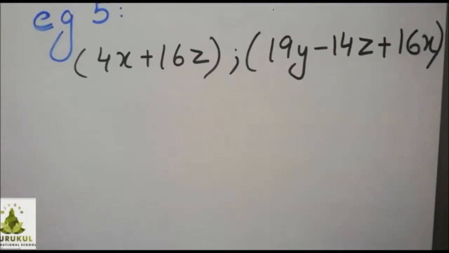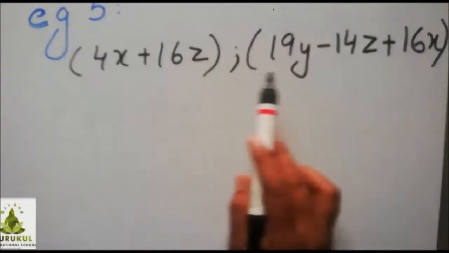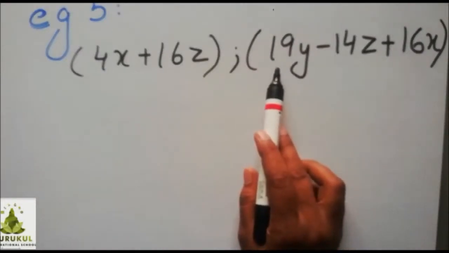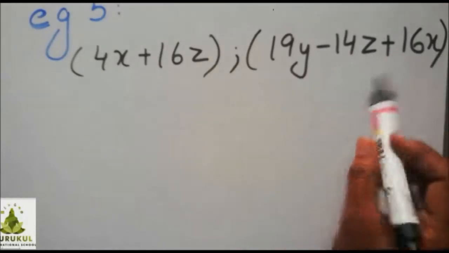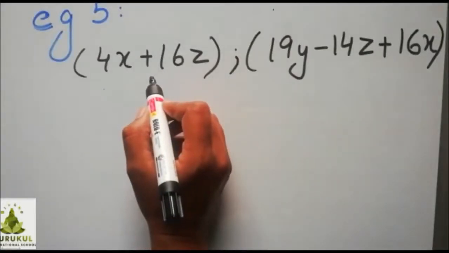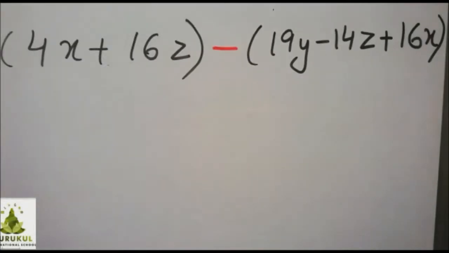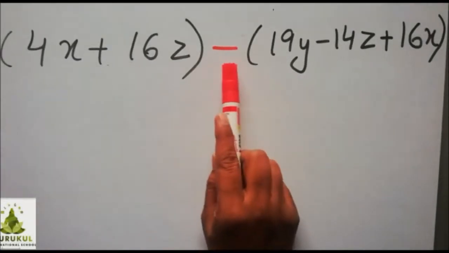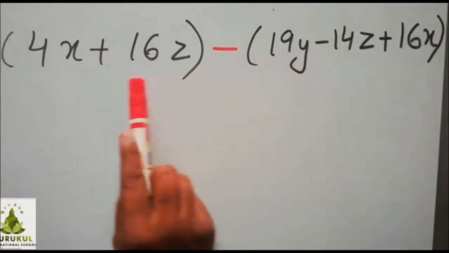Now this is example number 5. This is the first expression, 4x plus 16z, and the second expression is 19y minus 14z plus 16x. You have to subtract this expression from the first expression. So how to write this? See this, this is the first step. You have to subtract, so minus outside this bracket. Subtract the second expression from the first.